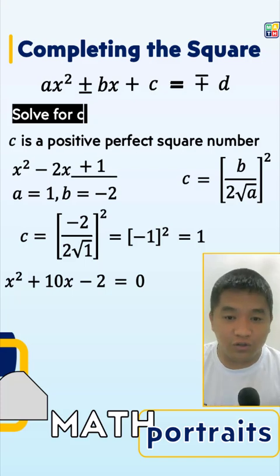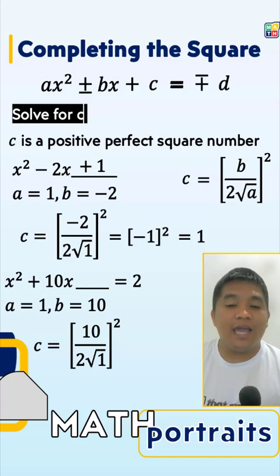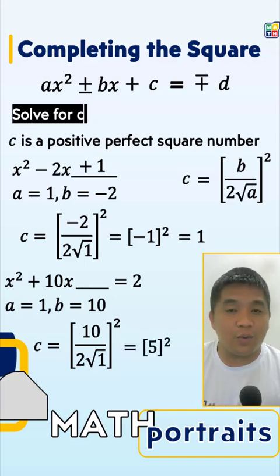Similarly, let us have x squared plus 10x minus 2 equals 0. This is now an equation, so this is not factorable. So we move out 2 on the other side, so that becomes positive 2, and we're going to look for the appropriate c to be added on the left-hand side. So a is equal to 1 and b is equal to 10. Using the formula, you will have this expression, and then that is actually just the square of 5. That means it's 25. So we are going to add 25 on our equation on the left-hand side such that the left-hand side will become a perfect square trinomial.